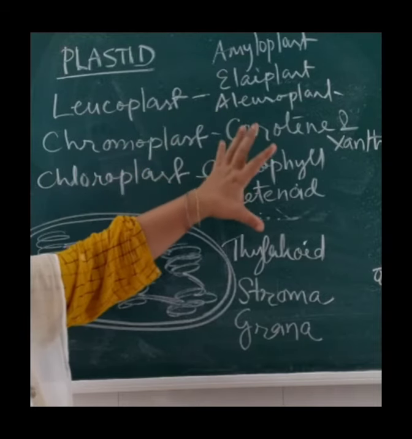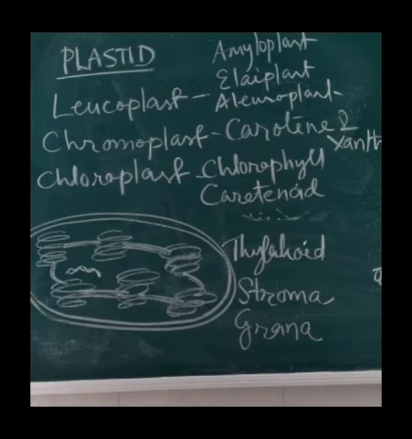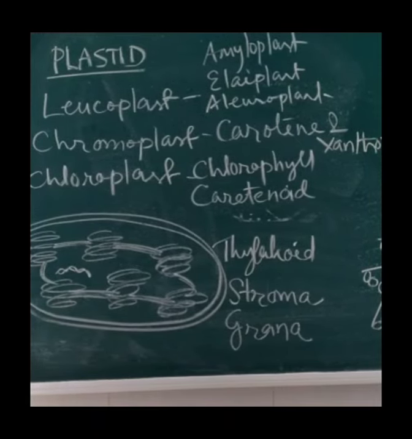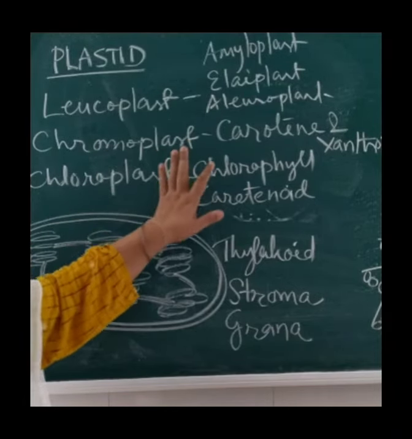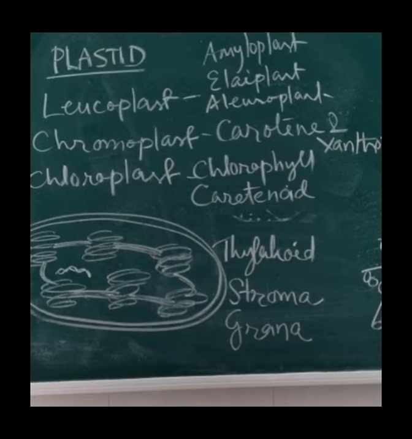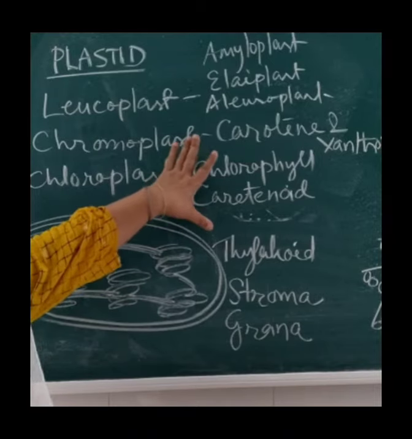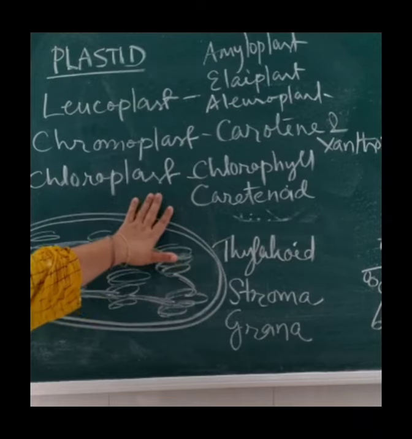In maize, there is an aleurone layer in this monocot embryo structure, and that is called aleuroplast. Next is chromoplast. Chromoplast is colorful, yellow or reddish in appearance, because of the presence of carotenoid pigments, carotene, and along with that xanthophyll pigments are also there. Like the orange color of carrot is because of this chromoplast. Now, what is chloroplast?